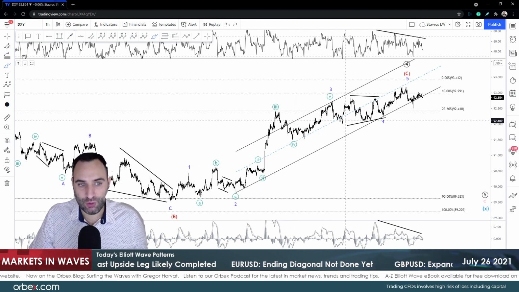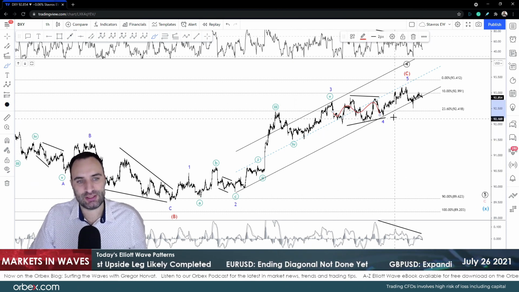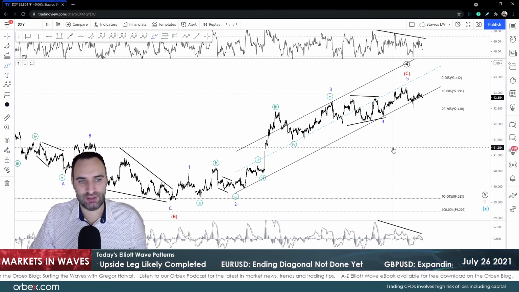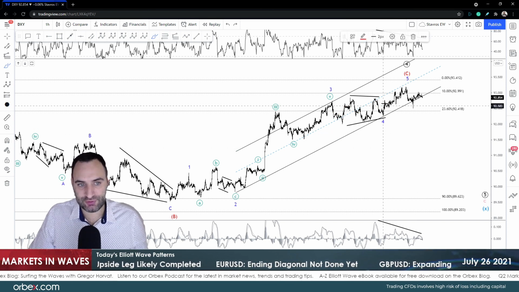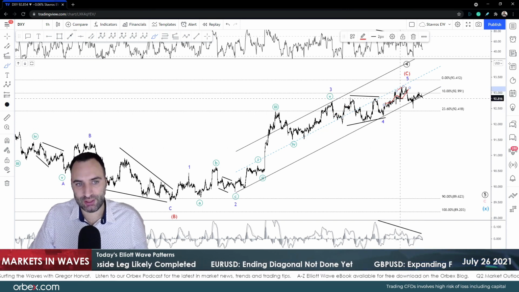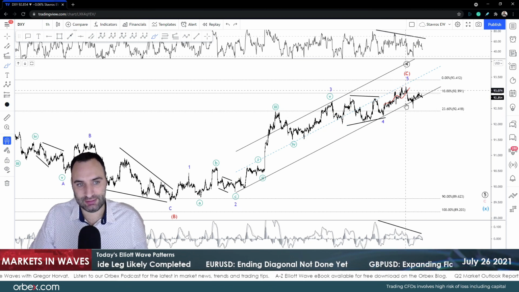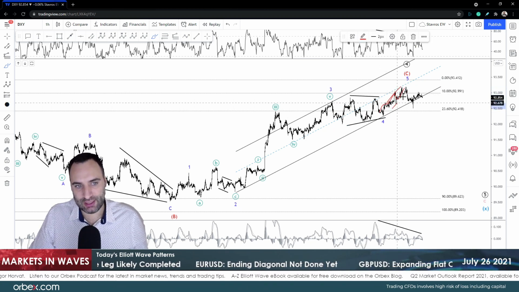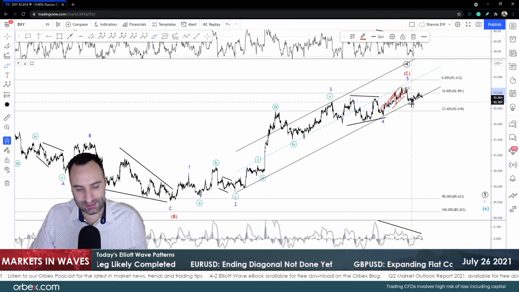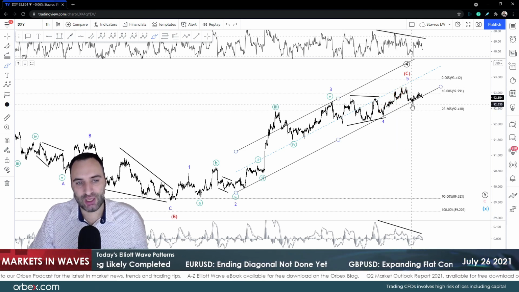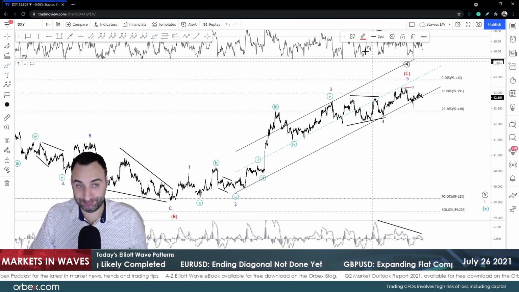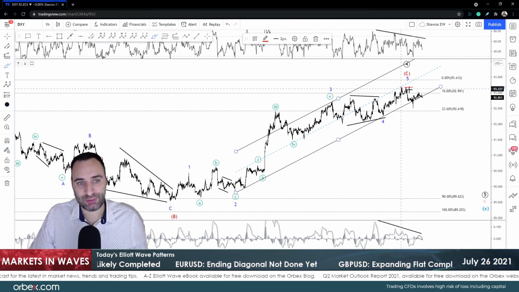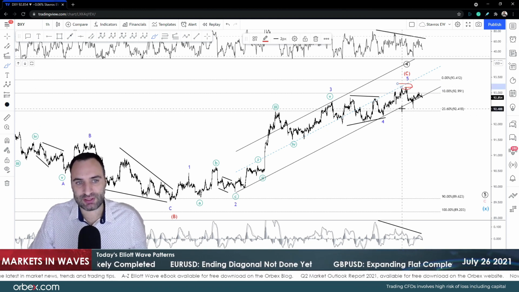And in wave 4, we have a nice triangle that you can easily see, with a truncated wave E. From there, guys, we move 1, 2, 3, 4, 5 up. We have a triangle and a diagonal over here. It looks to me like we have an open diagonal with the last leg being a diagonal as well. And yes, this to me marks the end of this upside move.